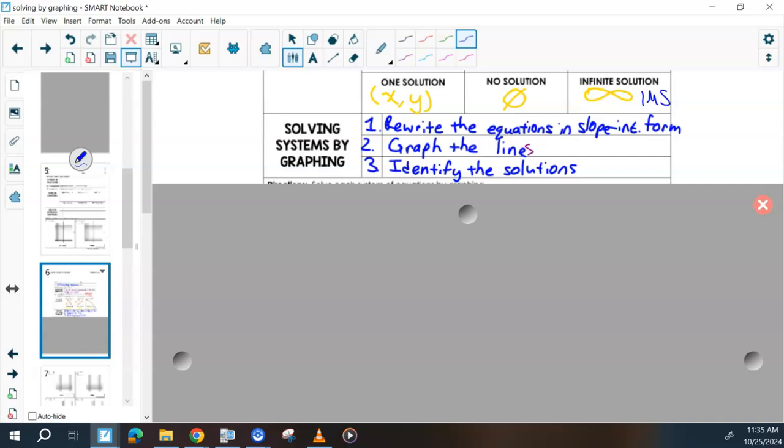So looking at example 1, just looking at the equations before we even graph them, are these two lines parallel? They don't have the same slope. Are they the exact same line? No. So I know already these are not going to be parallel lines. These are not going to be the same line. So these are going to be something that crosses and gives me a solution.